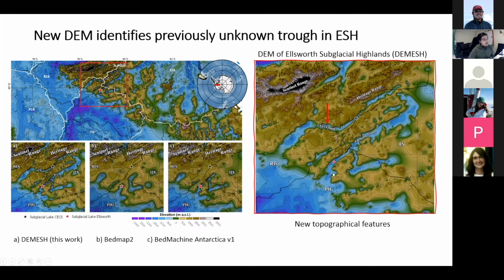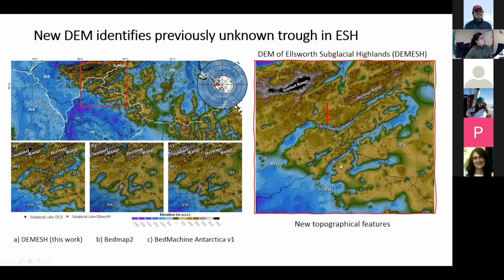This trough lies parallel to Ellsworth trough, which is also better resolved than in previous DEMs, and is up to 1,500 meters deep. We believe that this new trough is likely to be tectonically influenced due to its linear nature. And we also believe that these two troughs represent a potential connection between the Weddell Sea and the Amundsen Sea.